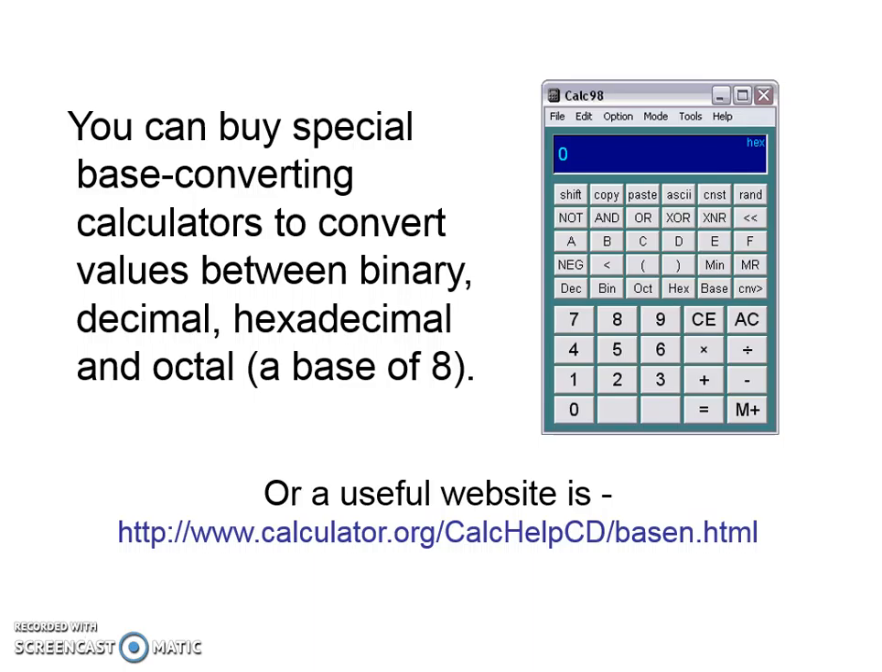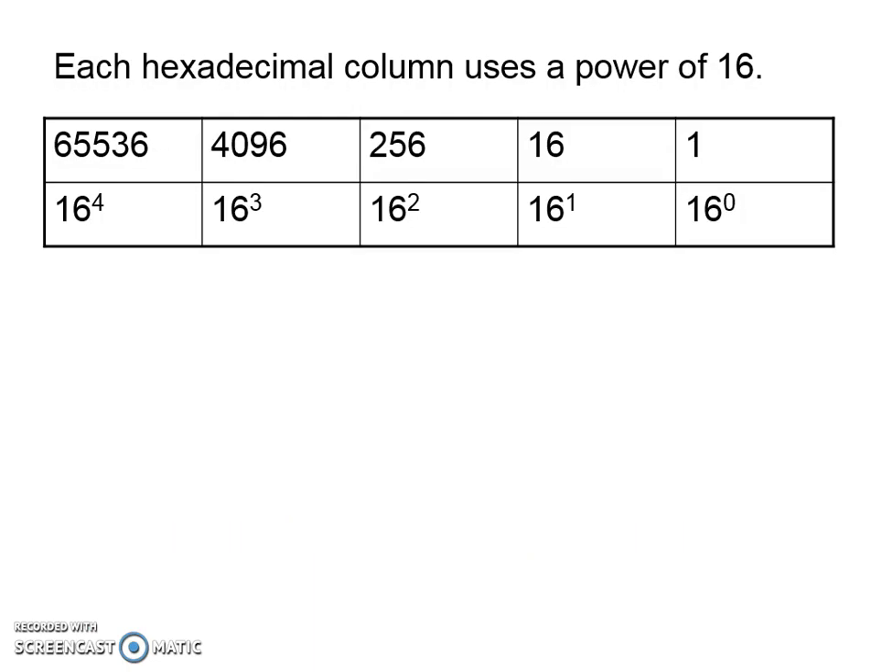You can find converters online, of course, and we alluded to those last time for binary. There are also ones for hexadecimal and octal. So you can have a look at those. But for this class, you need to be able to do these conversions without these specialized tools.